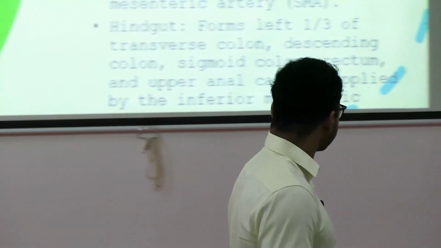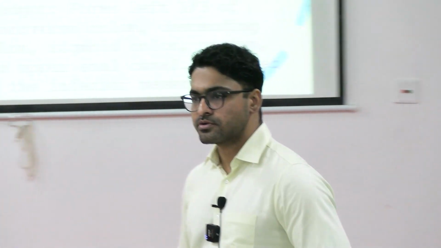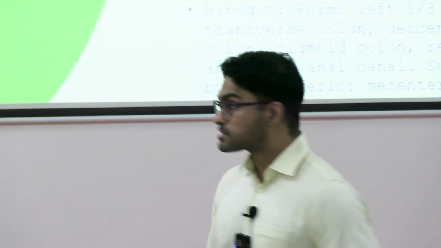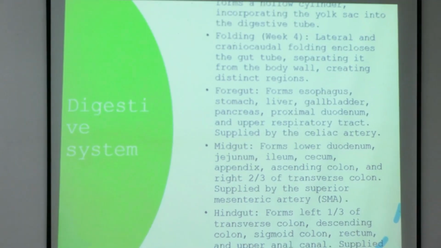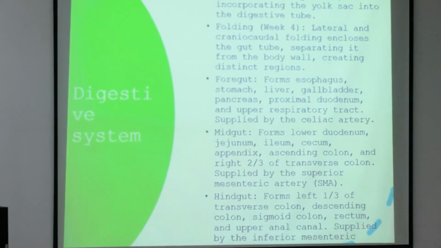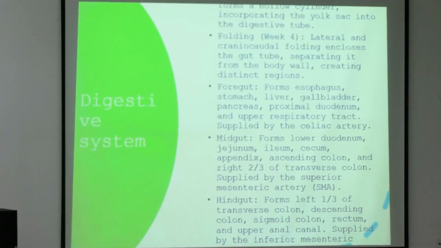The digestive tract is divided into foregut, midgut, and hindgut. The foregut, esophagus till proximal duodenum, is supplied by the celiac artery. From the distal duodenum till the right 2/3 of the transverse colon, it is midgut, and it is supplied by the superior mesenteric artery. Everything beyond, till the upper anal canal, develops from the hindgut, and it is supplied by the inferior mesenteric vessel.